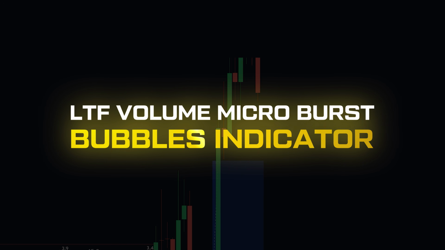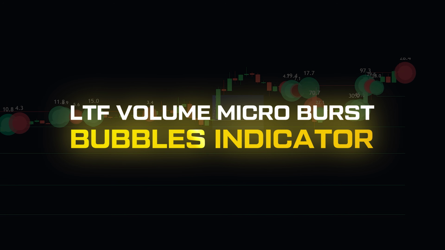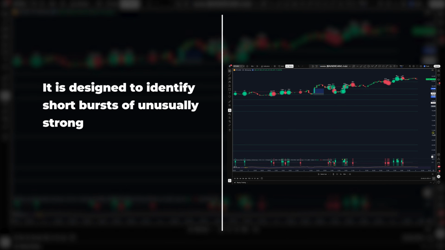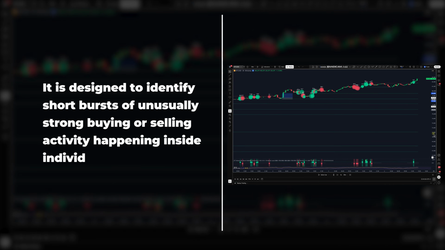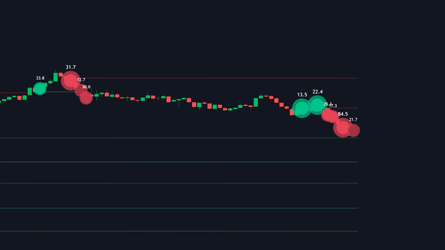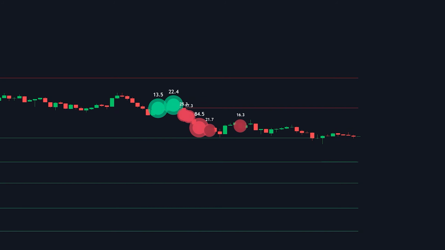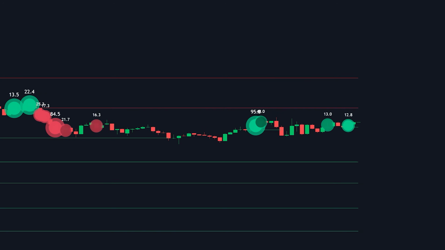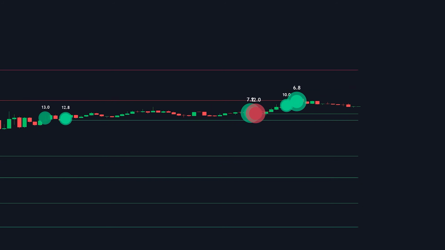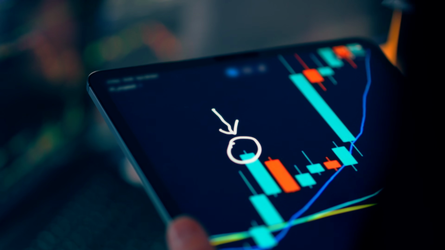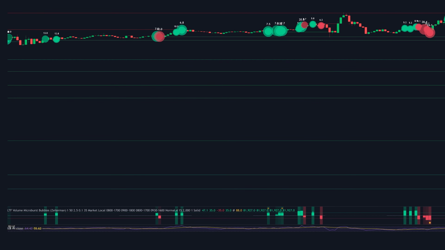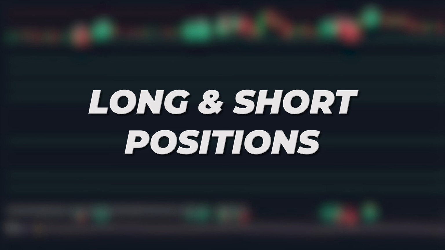This is the LTF Volume Microburst Bubbles indicator by Zeiierman, and it's designed to identify short bursts of unusually strong buying or selling activity happening inside individual candles. Instead of judging a candle only by its total volume, it analyzes lower timeframe candles inside of that candle and searches for volume spikes with enough directional strength to actually matter. In this video, I'm going to explain exactly how this indicator works, what all the different components mean, and finally, a simple trading strategy for long and short positions.